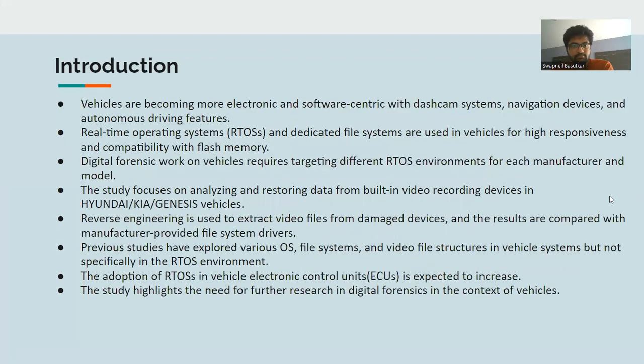Now let's start with the introduction. Vehicles are becoming more electronic and software centric than they were, let's say, 10 years ago. With dashcam systems, navigation devices, GPS systems, and autonomous driving features like Tesla, real-time operating systems, also abbreviated RTOS, and dedicated file systems are used in vehicles for high responsiveness and compatibility with flash memory. Digital forensics on vehicles requires targeting different real-time operating system environments for each manufacturer and model.